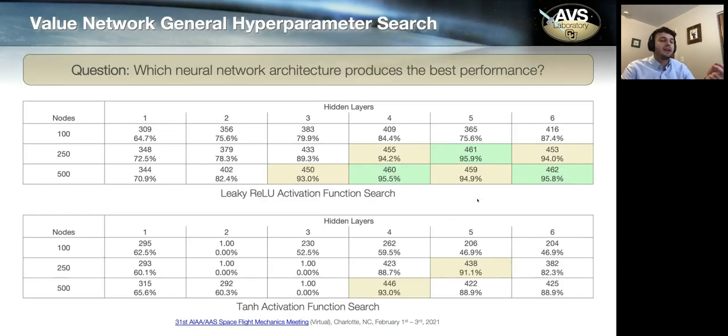So after the generation of the training data, we did a large hyperparameter search on neural network architectures. So here we varied the activation function. We used leaky ReLU and TANH. And we also varied the number of nodes per hidden layer and the number of hidden layers. And we found that a leaky ReLU activation function gave us the best performance, around 4 to 6 hidden layers and 250 or 500 nodes. And hyperbolic tangent activation function performed kind of poorly just across the board.